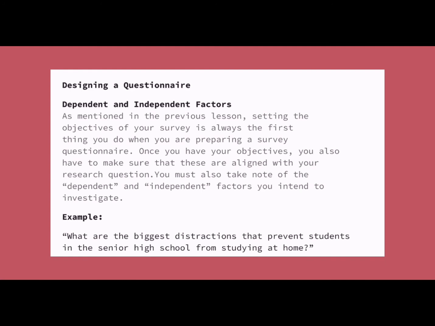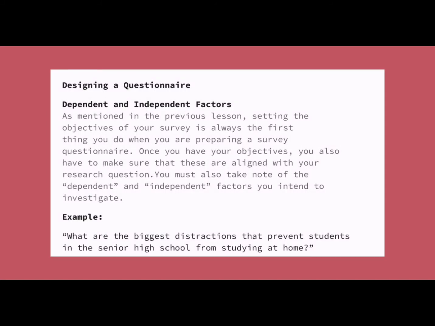So, ano nga pala ang ibig sabihin ng dependent at independent? So, the dependent variable depends on other factors that are measured, while the independent variable is the variable that changes or is controlled and has a direct effect on the dependent.